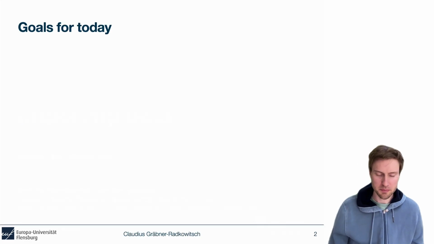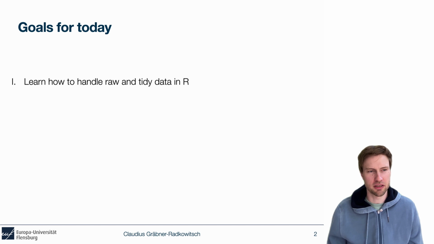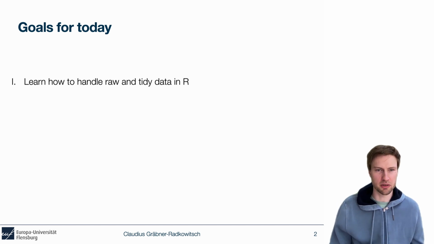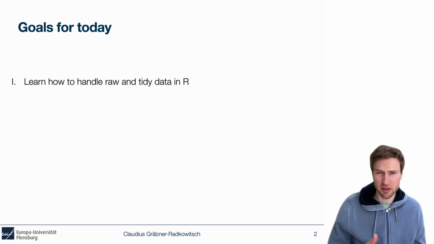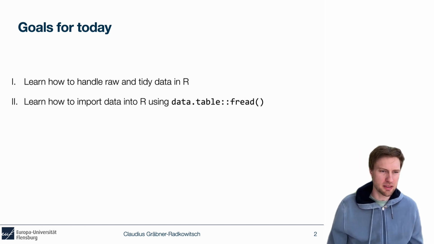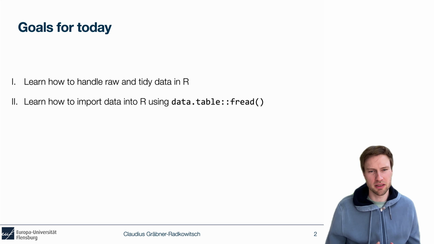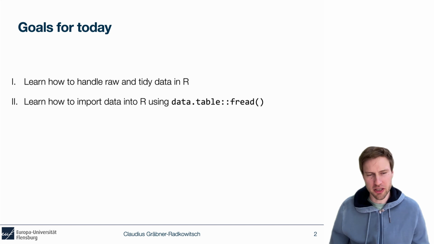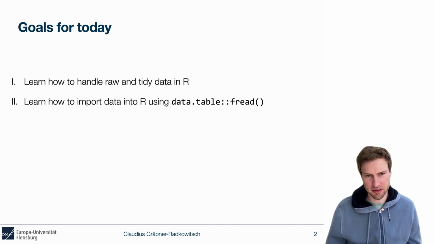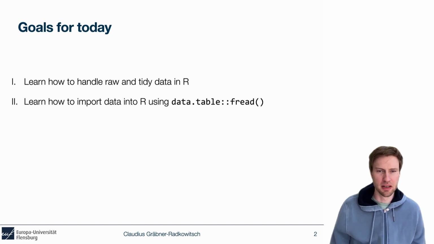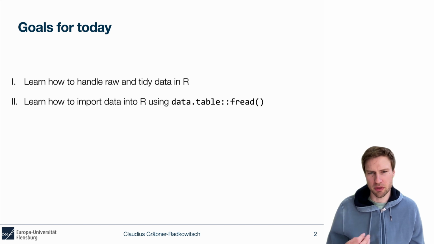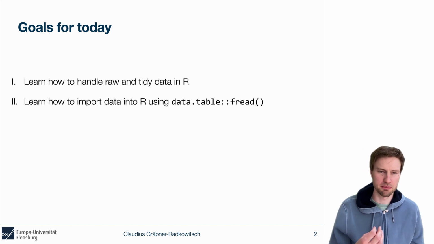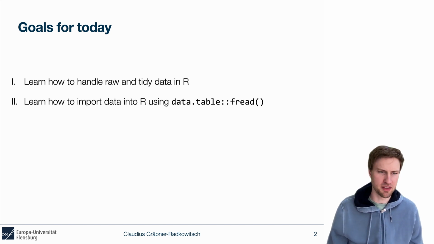So the goals for today are, to summarize, first of all, to learn how to handle raw and tidy data in R. What raw and tidy data is in the first place. Secondly, we want to learn how to import data into R using the fread function from the package data.table. This function can be used to import data that is stored in a particularly common file format called CSV, comma-separated values. But good news is that whenever you know how to do this, you basically learned most of what you actually need, because most other file formats that are common are much easier to handle.